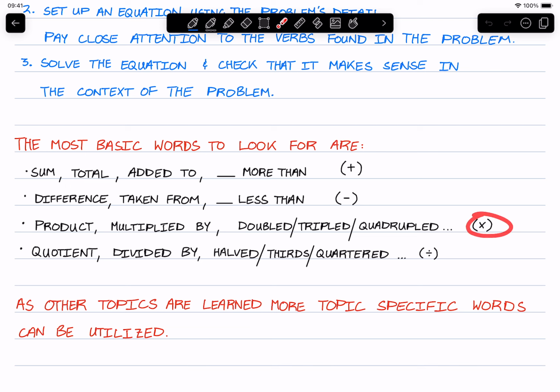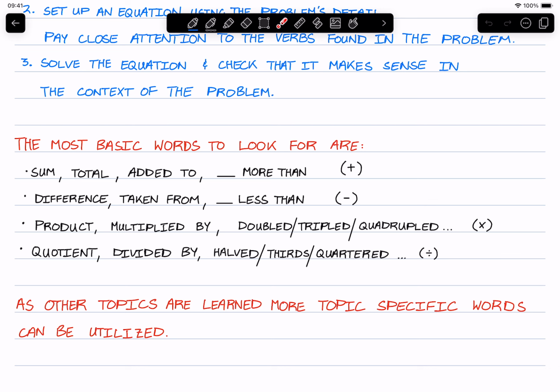And for multiplication, there are these words. You might see products, it's multiplied by, doubled, tripled, quadrupled, etc. Now, lastly, for division, we have the quotient of two numbers. Something is divided by something else. It could be halved, or thirds, or quartered, etc.